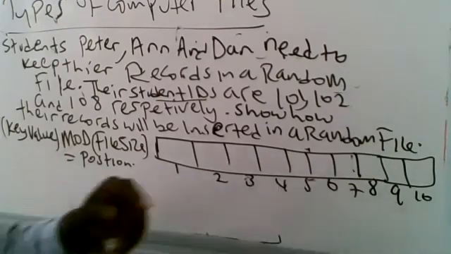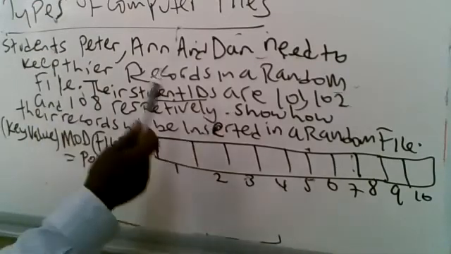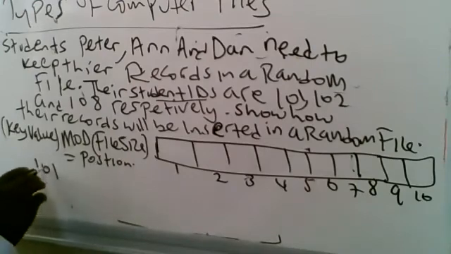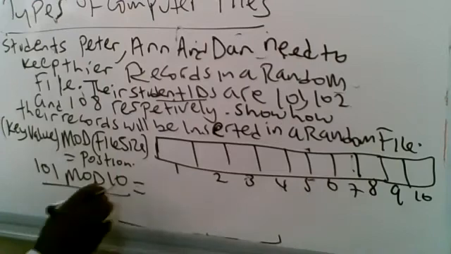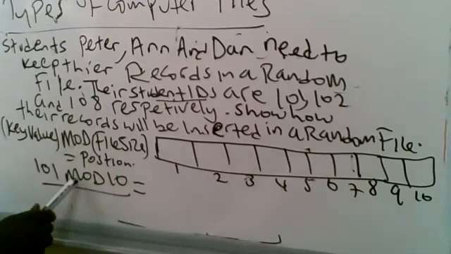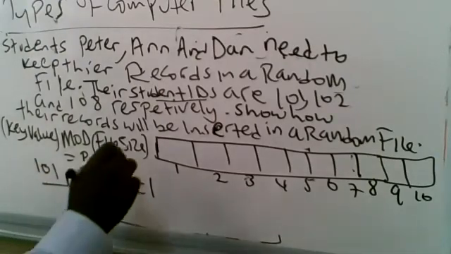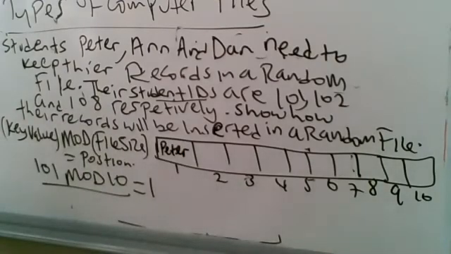So here, to get the position where Peter's record should be, we shall get the key value of Peter. The key value of Peter is 101, then modulus 10, which is our file size. Now this one means 101 divided by 10, then remainder, and the remainder is 1. So the remainder becomes the position where we shall put Peter's record. So Peter's record will be in position 1.